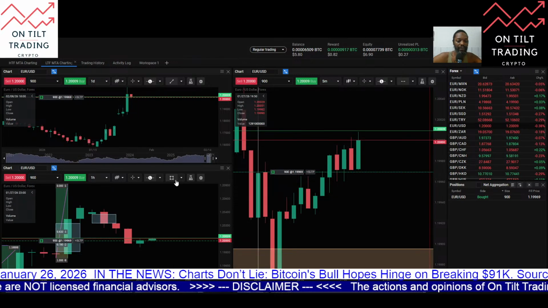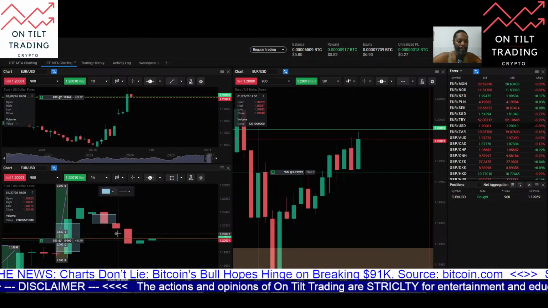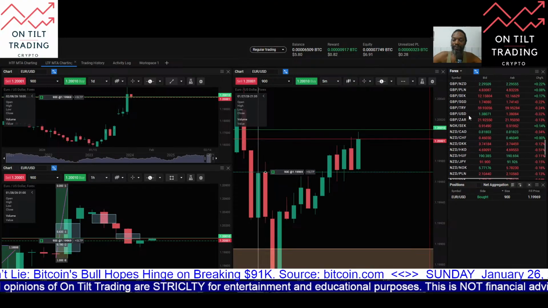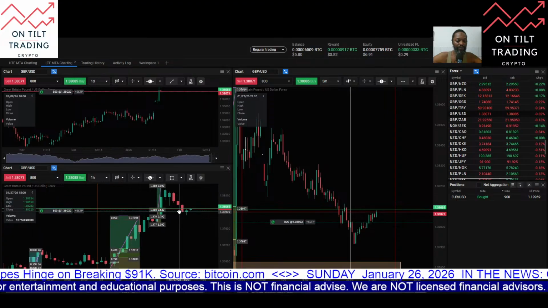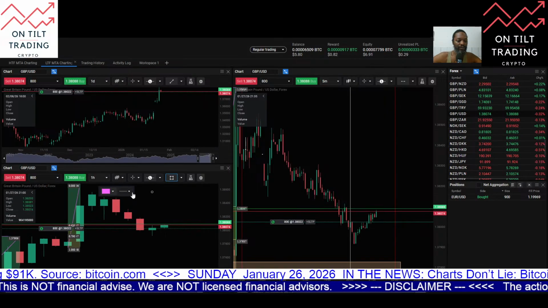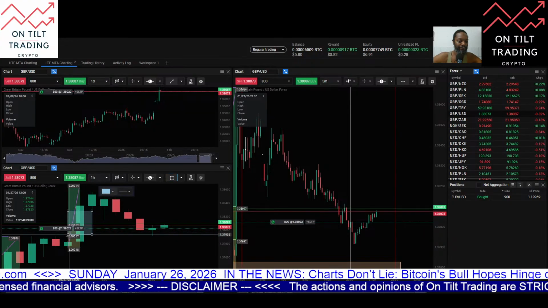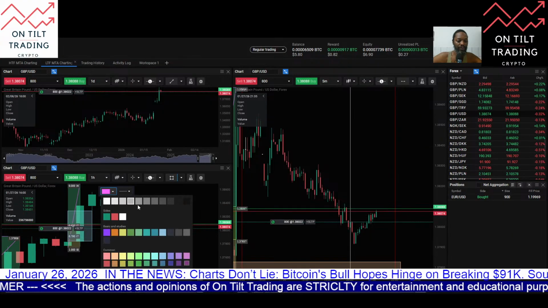Right now, highlight these fair value gaps here. And while I'm at it, I'll just hop back over to pound dollar and highlight this one as well. This one may go without me, which is fine. That fair value gap was larger than I thought.